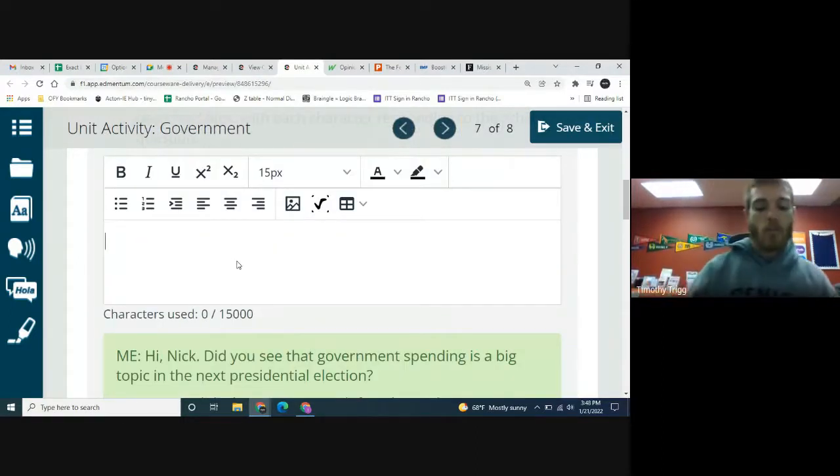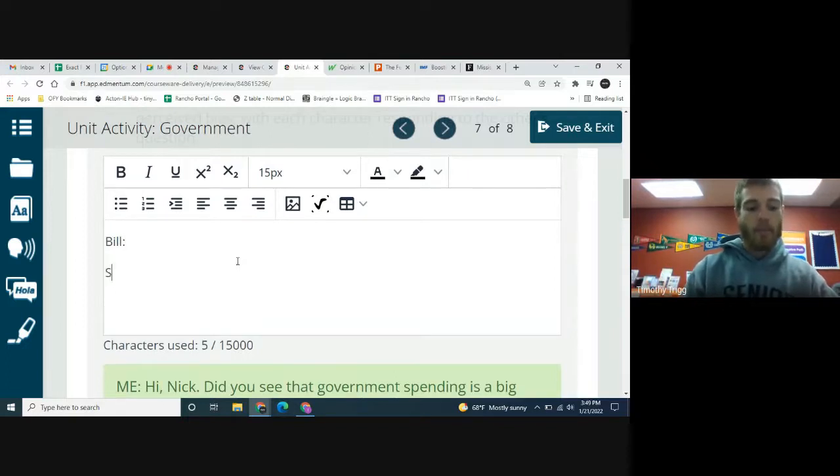Okay, so we could just make two characters. Let's do maybe Bill and Sally. And let's just create a position for each of these people. And we could do it based on what we talked about with government spending, or about taxation if you did that one, or about whether or not the Fed should increase interest rates.